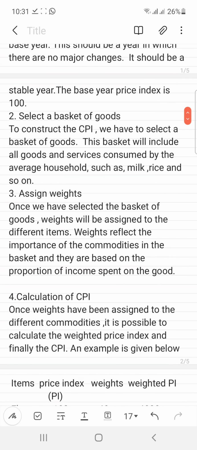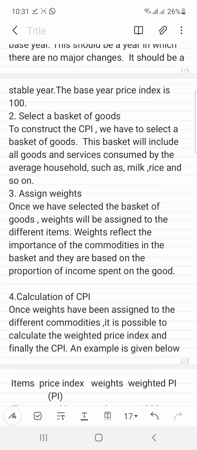Then we select a basket of goods. Our basket of goods will consist of all those goods and services which are consumed by the average household. We are going to include goods such as milk, rice, salt, flour, but we are not going to include liquors, cigarettes, or luxury items like expensive jewelries. These are not going to be included in our basket of goods.